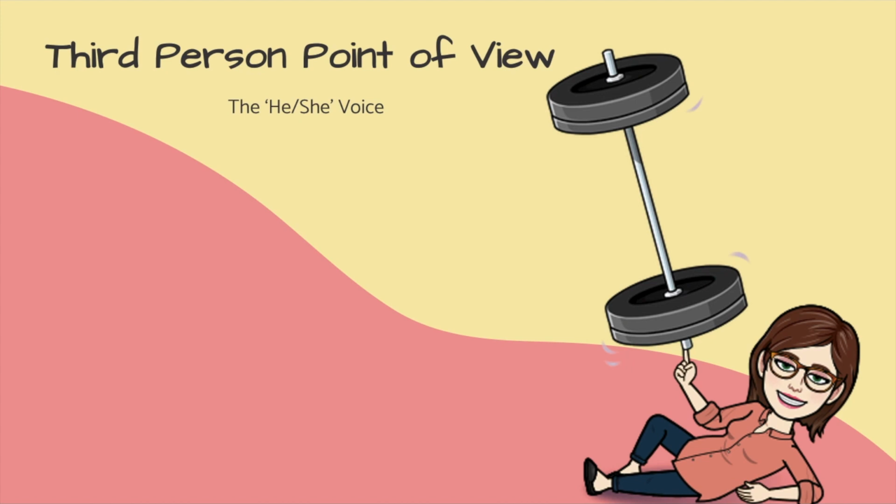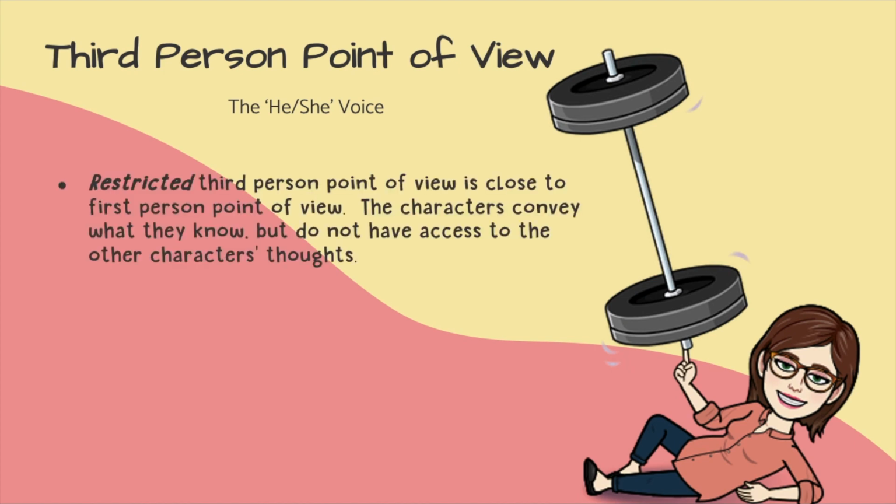Third person point of view is the he or she voice, or it, they, or using the character's names instead of I. We're going to talk about two different types of third person point of view. The first one is restricted. Restricted third person point of view is close to first person point of view. The characters convey what they know, but do not have access to the other characters' thoughts. So an author is telling the story about one of the characters without knowing what the other characters are thinking as well. So that's restricted third person point of view.